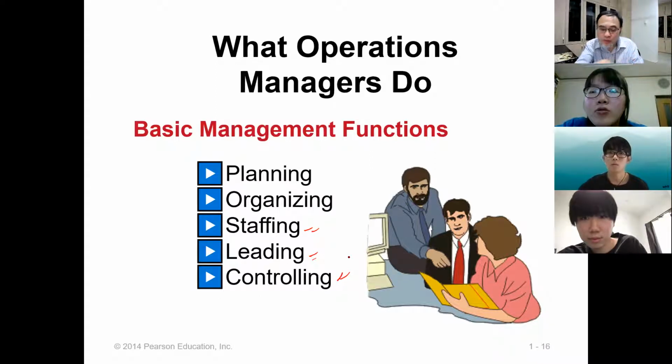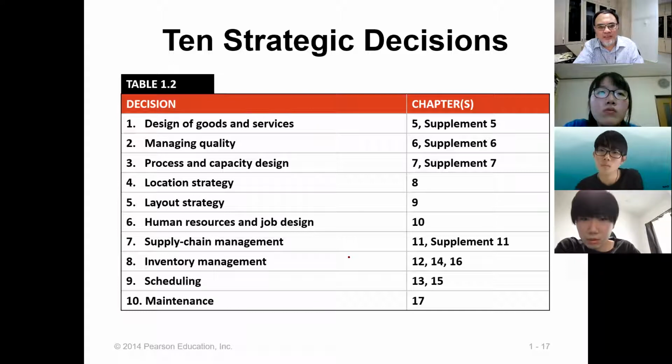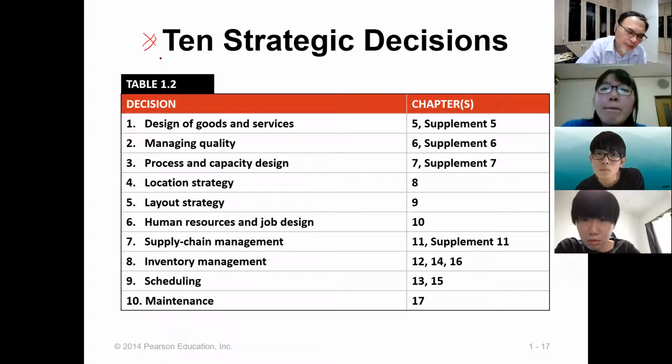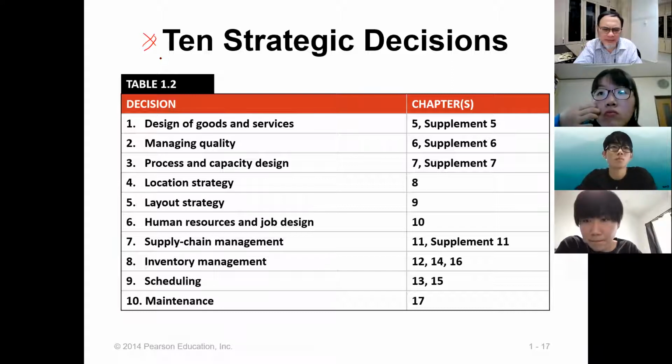Never mind, these are the basic functions. If you want to become a manager, you need to know all this. You need to be good at this. In operations management, there are 10 strategic decisions. We will discuss them in more detail in the coming lectures. They involve a lot of things, but each of them is actually part of a chapter that you're going to cover.